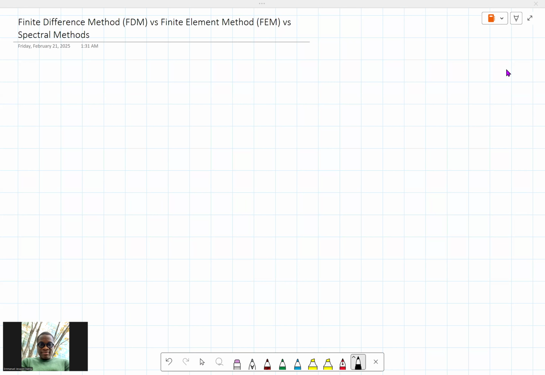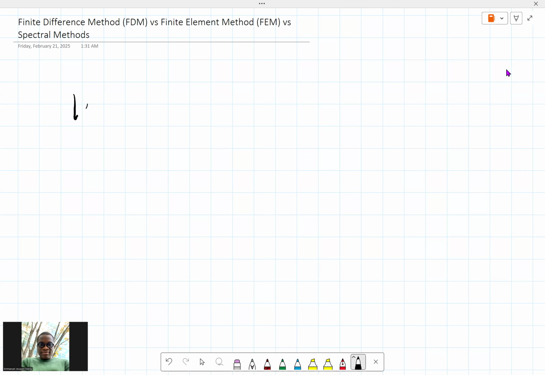Still talking about numerical analysis and partial differential equations in particular. That's numerical solutions to partial differential equations. We have seen methods like the finite difference method, finite element method, and spectral methods for solving partial differential equations. So this video is meant to compare how the three of them go.